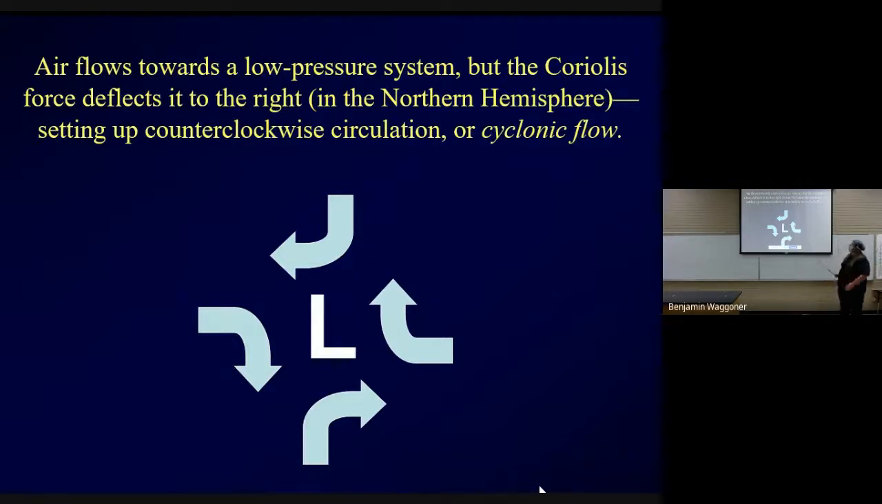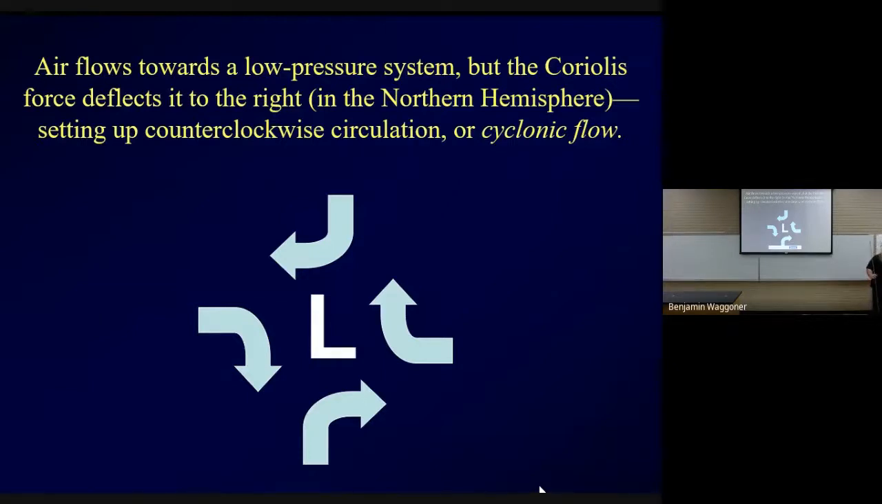the space. The problem is that the Coriolis force, if you're in the northern hemisphere, deflects that air to the right. Everything goes to the right in the northern hemisphere. And that sets up a net counterclockwise circulation going around that zone of low pressure. And we call this cyclonic flow. To a weather person, a cyclone just means an area of low pressure that has rotating air going around it counterclockwise.